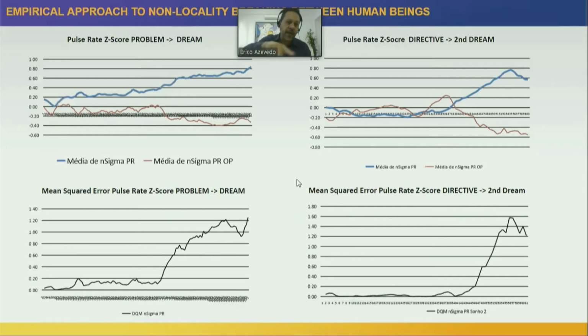Perfect. So as you see, when the person starts to tell his dream, something happens within the autonomic nervous system, and then we have this acceleration in heartbeat. While with the one who is listening, you have a slope in the heartbeat.